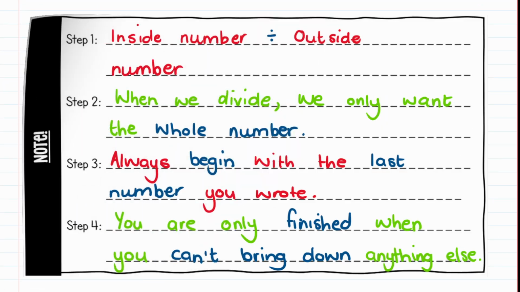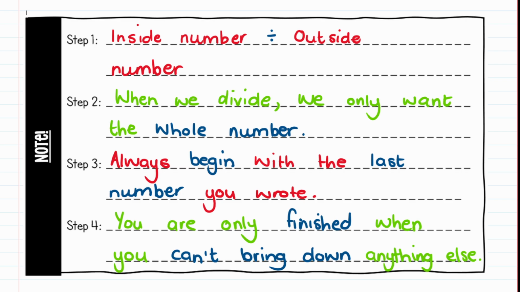Before we really get stuck into learning how to solve long division, let's take a look at the following notes. Firstly, when we are dividing, our first step is to always say our inside number divided by our outside number. Next, when we're dividing, we only want to focus on writing the whole number at the top of our house. Our third step is to always begin with the last number that you wrote. This will make sense shortly. And then lastly, you're only finished when you can't bring down anything else. So we're going to learn about this bringing down and last number you wrote when we learn our process.